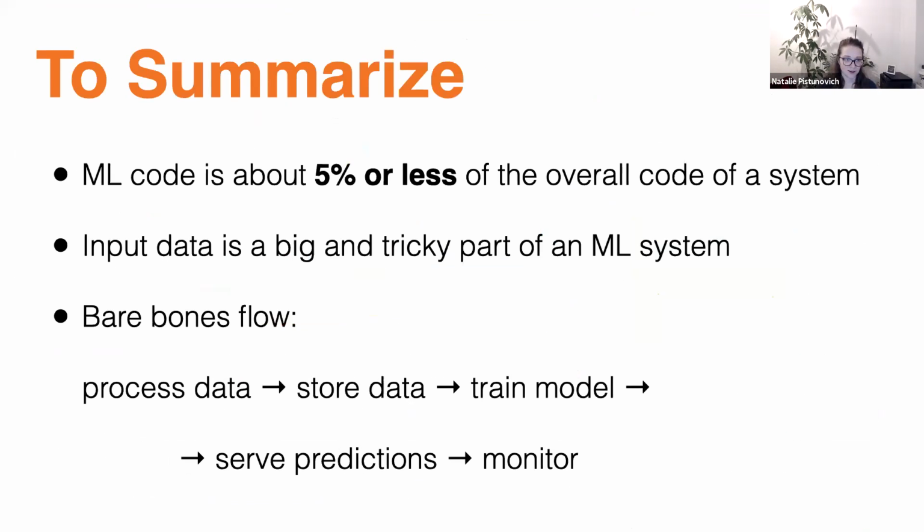If there are 3 things to take away from this presentation, it's that the machine learning code at the heart of a system is just about 5% or less of a system that's in production. The input data is a huge deal and requires a lot of focus. And the most basic steps that are common to practically every machine learning system in production: you take data, you process it, you store it, you use it to train a model, then you serve predictions based on that model, and you monitor everything.